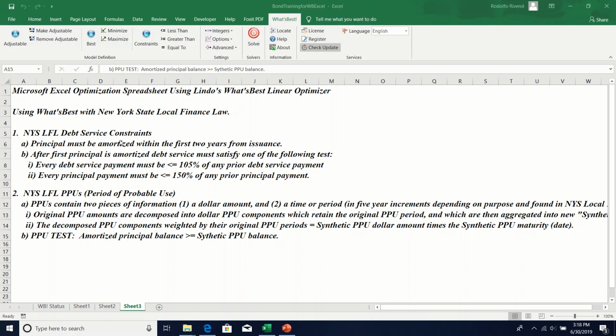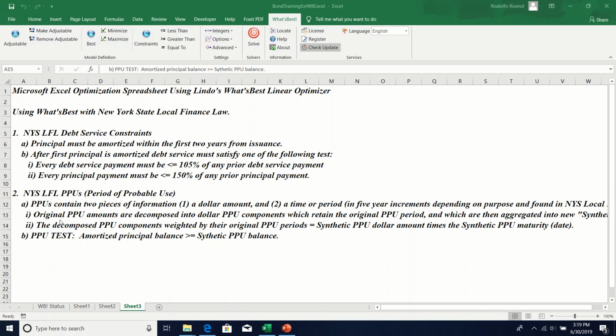New York State Local Finance Law debt service constraints are that principal must be amortized within the first 2 years from issuance. And after the first principal is amortized, debt service has to follow one of two tests. Either 1. Every debt service payment must be less than or equal to 105% of any prior debt service payment. Or 2. Every principal payment must be less than or equal to 150% of any prior principal payment.